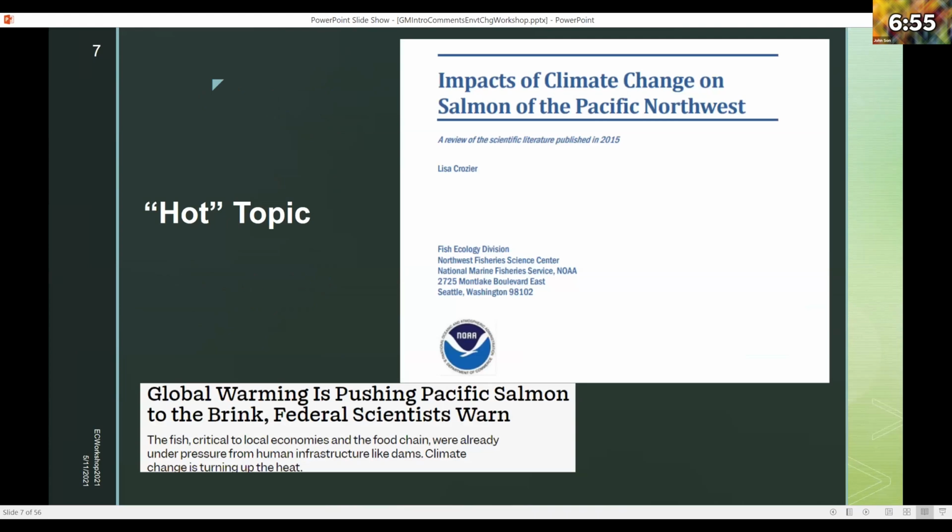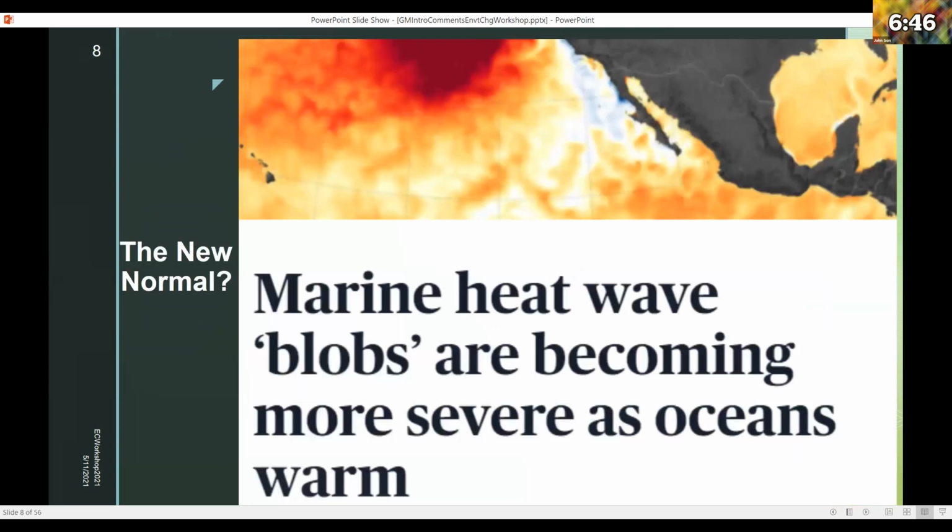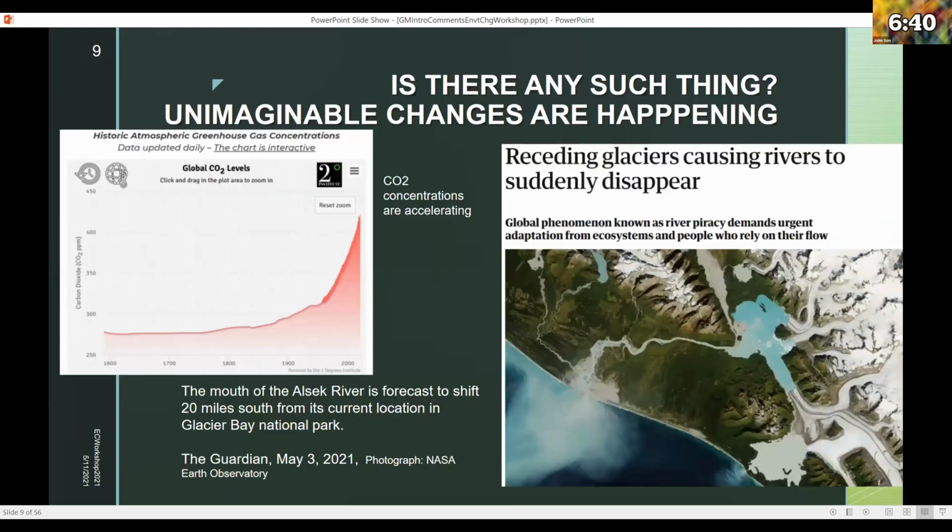We're talking about environmental change and climate change on salmon in the Pacific Northwest, and that's really kind of a hot topic. The new normal, marine heat waves perhaps, the blobs are becoming more and more important, but really is there any such thing as the new normal? Unimaginable things are happening. We're seeing unprecedented acceleration of concentrations of carbon dioxide, and even some of our river systems are beginning to shift.